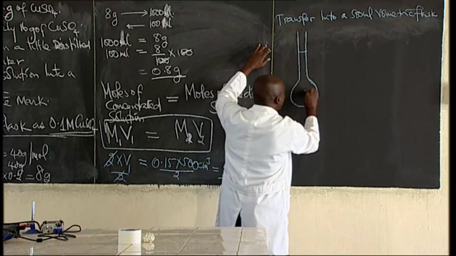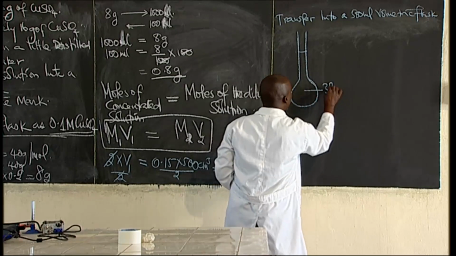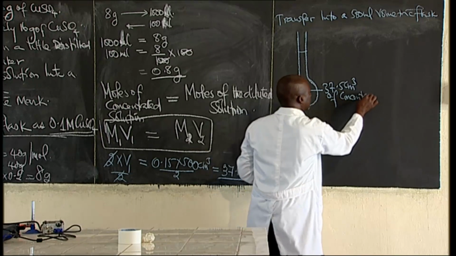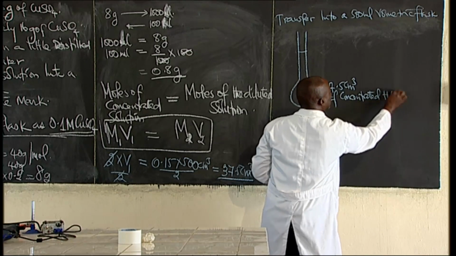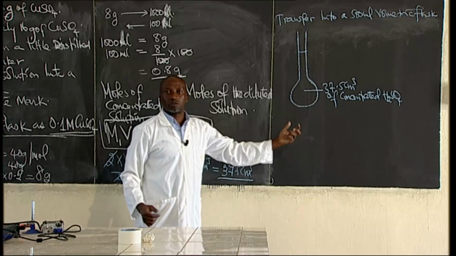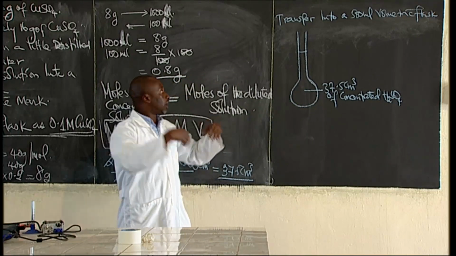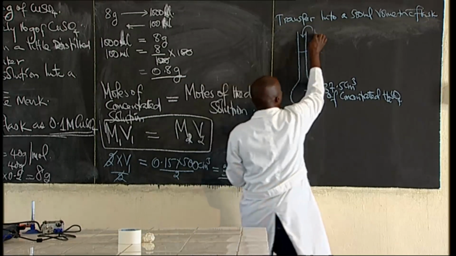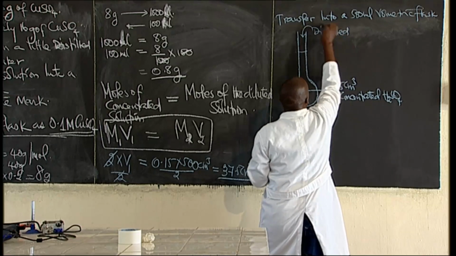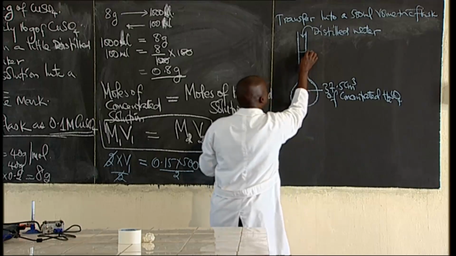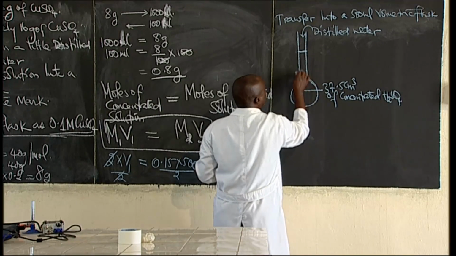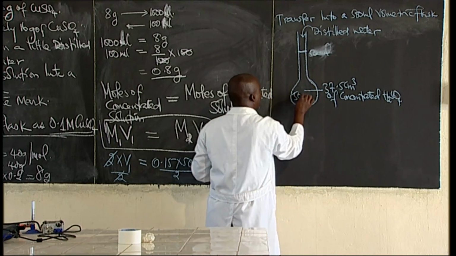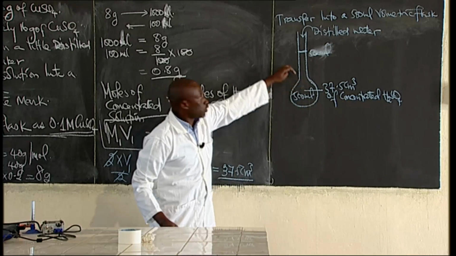So you have added 37.5 cubic centimeters of concentrated sulfuric acid. Now, in this concentrated sulfuric acid that you have measured, fill the flask with distilled water. So you have to add distilled water up to this mark. You have to be very accurate. This is a 500 milliliter flask, so you fill it up to here.